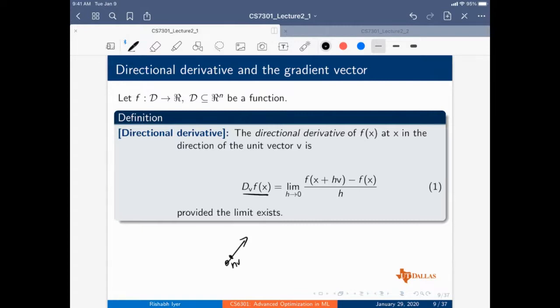In some sense, you can define g of h as f of x plus hv minus f of x. So now I'm basically taking the limit of h going to 0 of g of h divided by h.